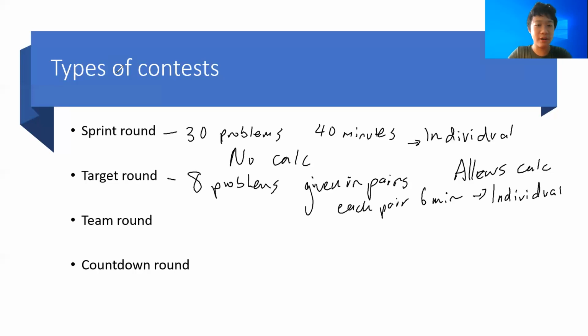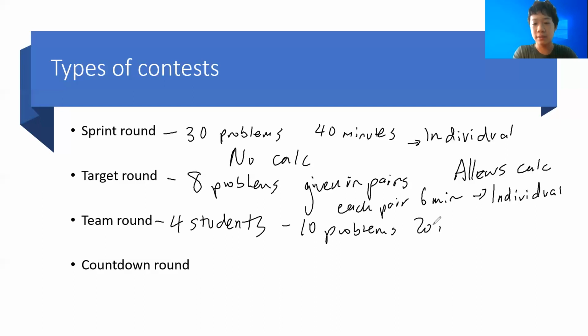And then the third round is called the team round. And by its name, we know that the team round is done by a team. This one is not individual. And this is done by four students, a team of four students. They work together, okay? They can collaborate, they can talk together. 10 problems in 20 minutes. So the team round is kind of like a test of your teamwork, how well you can work with others, okay? And in the team round, all of you get calculators.